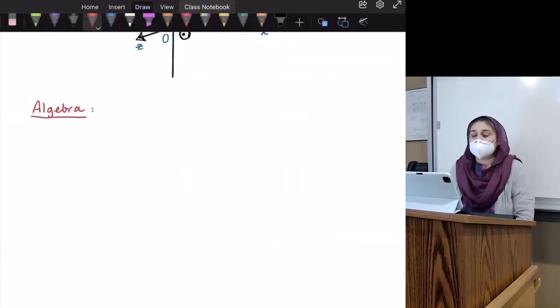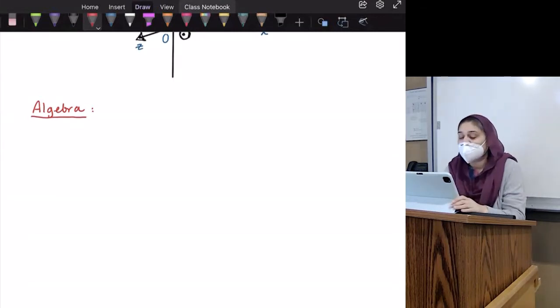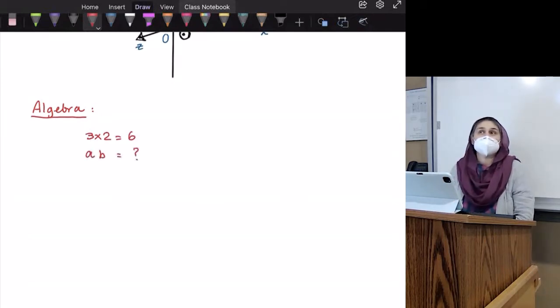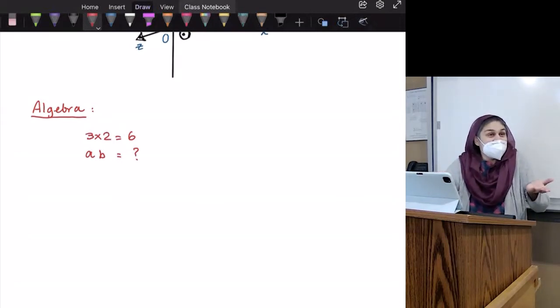What's the difference between algebra and regular math? Algebra has letters. But what do those letters mean? They are variables and they represent, in general, numbers, which could be replaced by anything. So for example, if you write 3 times 2, the answer is only 6. But if I write A times B, what's the answer? Whatever you want it to be.